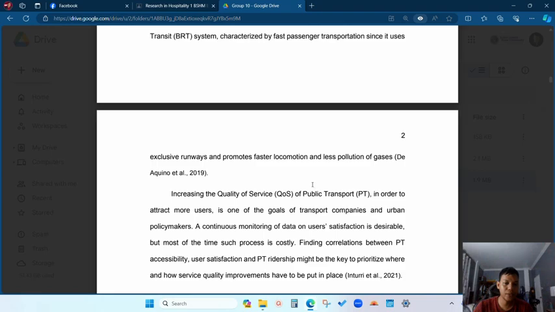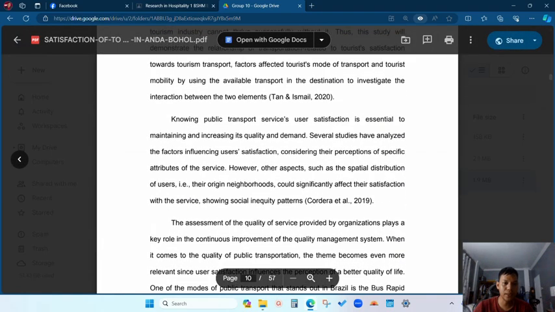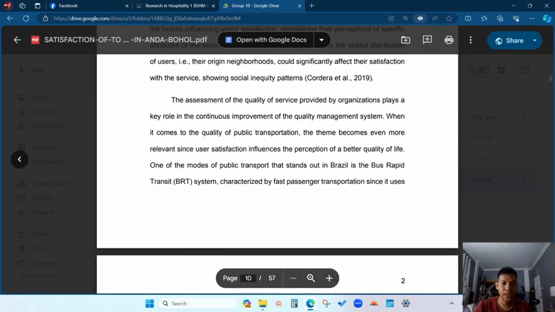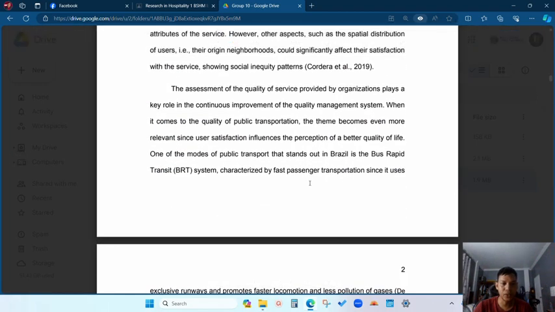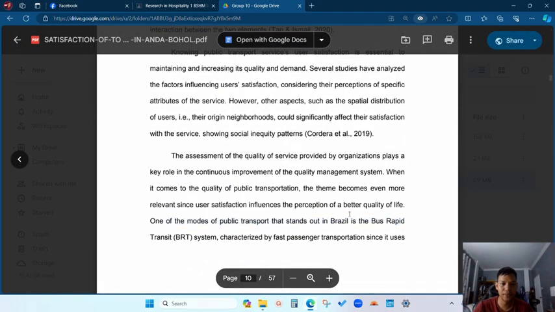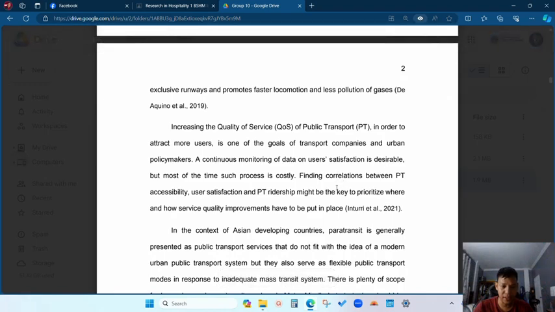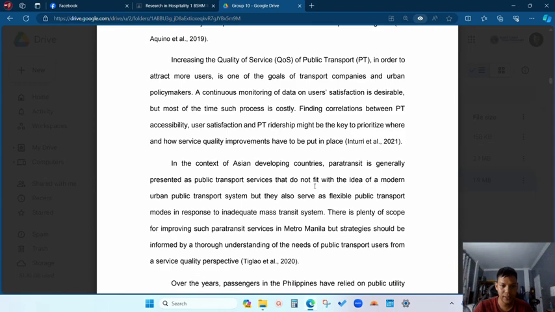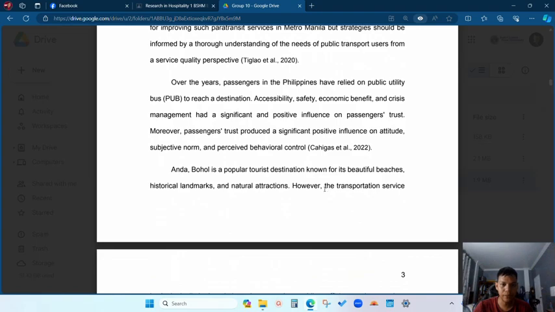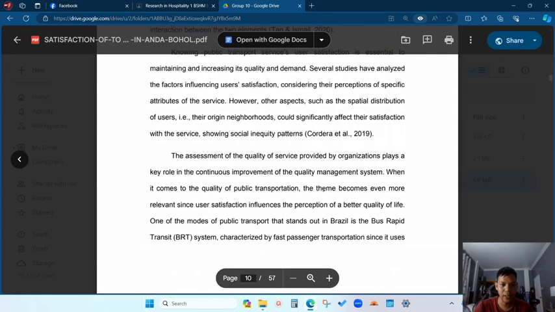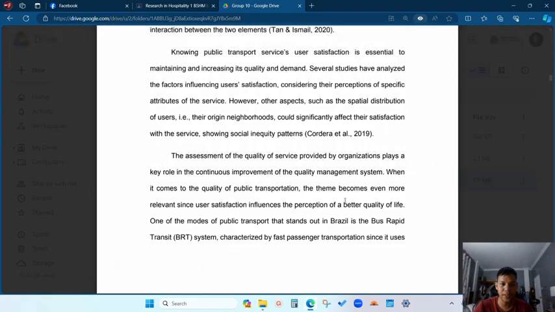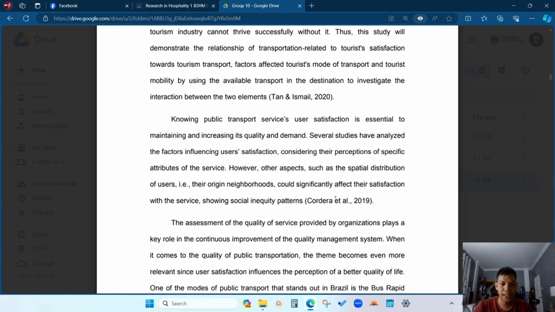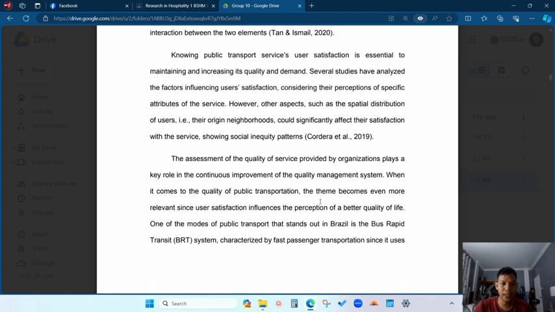And in order for you to have a strong rationale, you need to put evidence from previous studies or data, just like I mentioned a while ago. For example, one of the modes of public transportation that stands out in Brazil is the bus rapid transport. It's mentioned in the international areas. But I have not seen here, for example, the percentage or the data from previous studies or situations coming from other countries or international areas. So I think this is the weak part of this study. It did not mention the data, the evidence base. They only mentioned the issues.